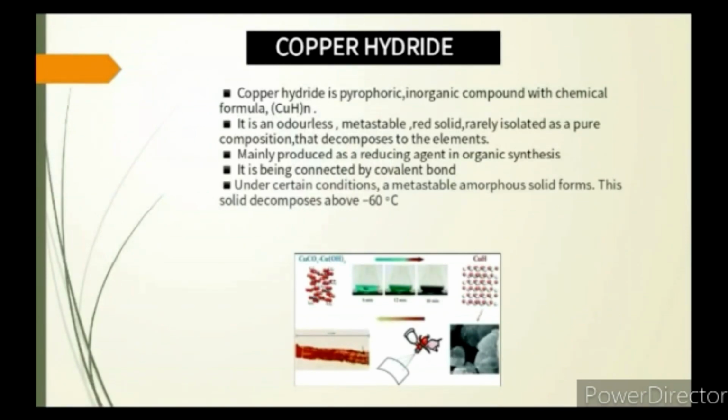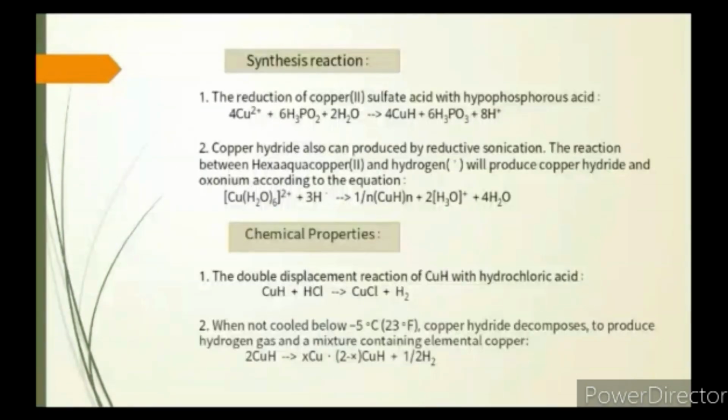Copper hydride is an alloy mixture of copper and atomic hydrogen. It is connected by covalent bonds. The oxidation state of the copper in copper hydride is positive 1. Copper does not react with hydrogen even on heating. Thus, copper hydrides are made indirectly from copper 1 and copper 2.